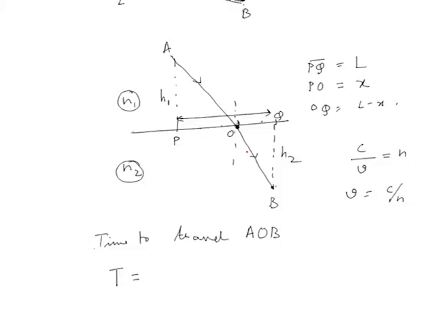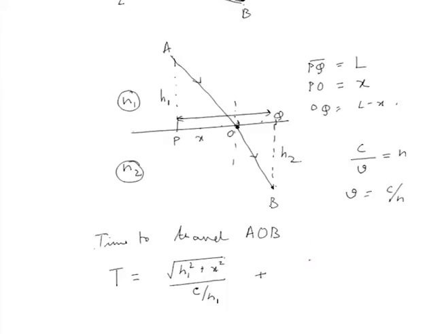Well, let us find the distance. This is x, so the distance is the square root of h1 squared plus x squared. Now, you need to divide this by the speed in medium 1, which is c by n1, because we are in medium 1. This is the time it takes for light to traverse the distance AO.